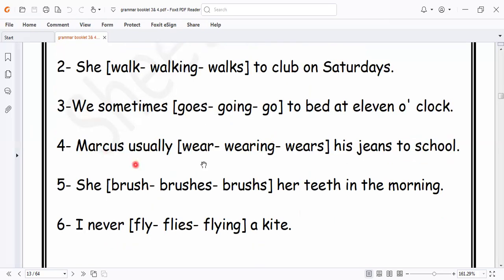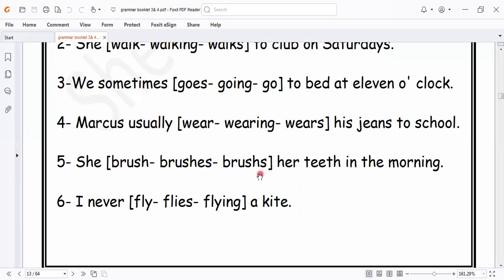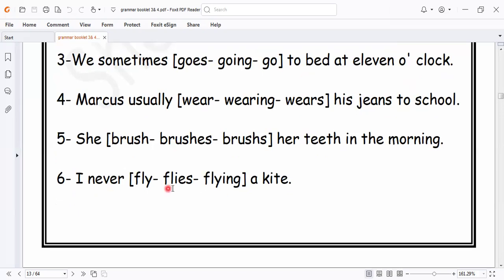Marcus usually wears his jeans to school. Here Marcus is a singular subject. So what can I put? I put wears. She brushes her teeth in the morning. So here, she. I select brushes, adding es, because here it is singular. I never fly a kite. So I take the verb in the stem form, fly.